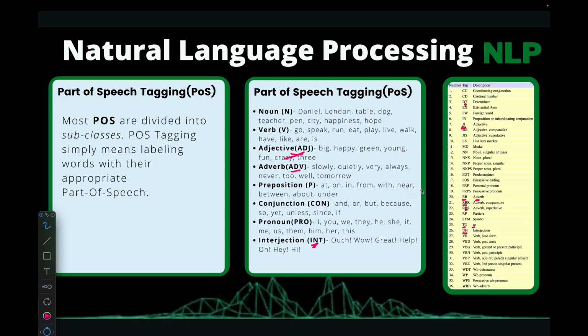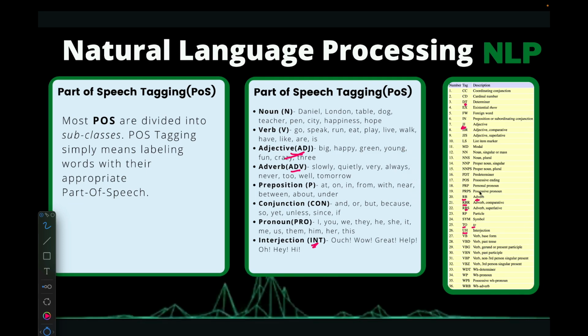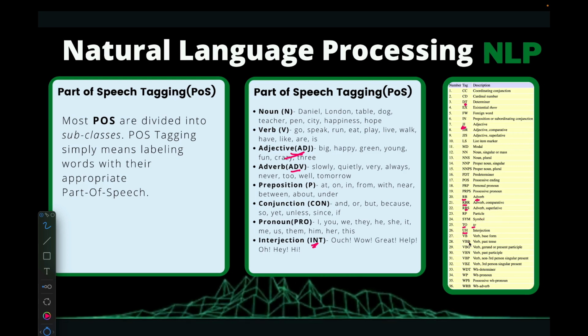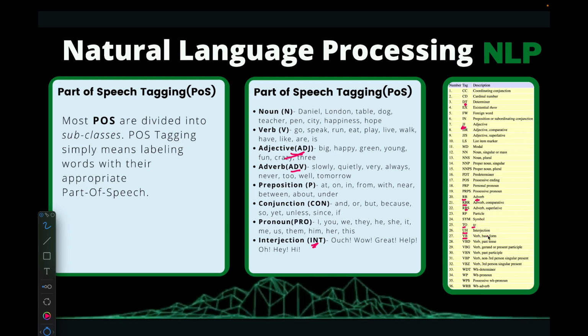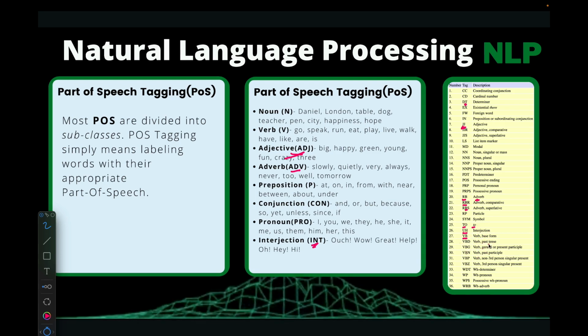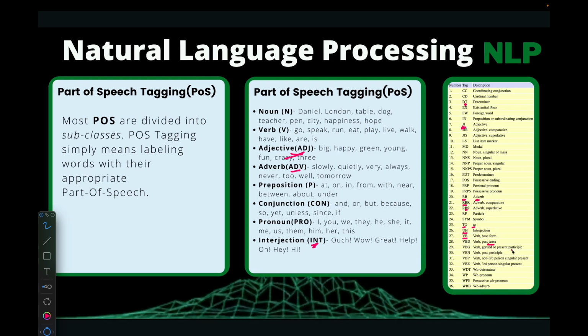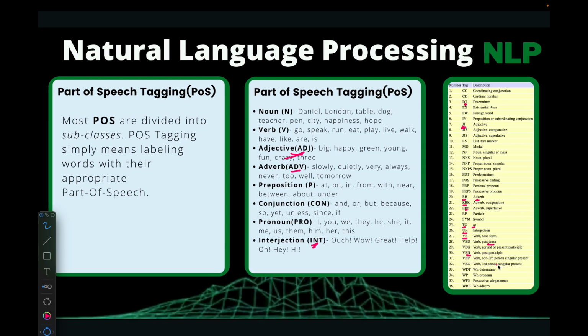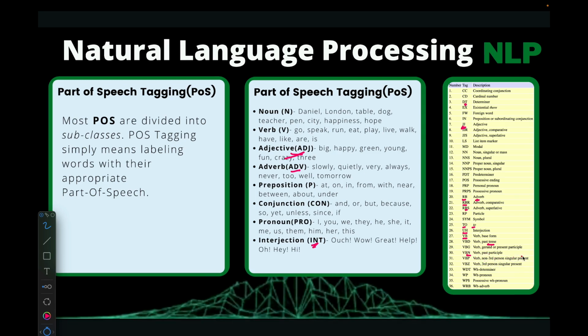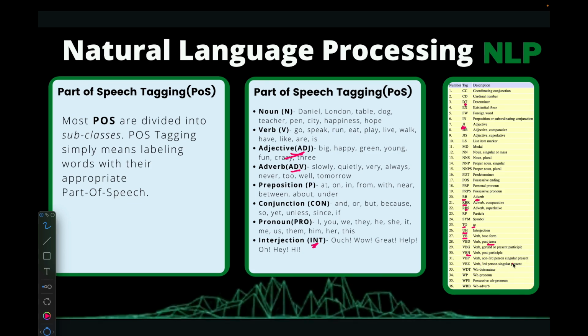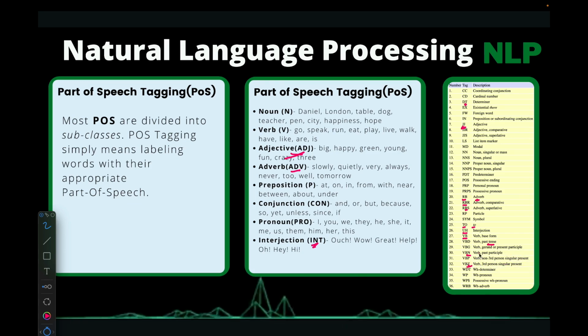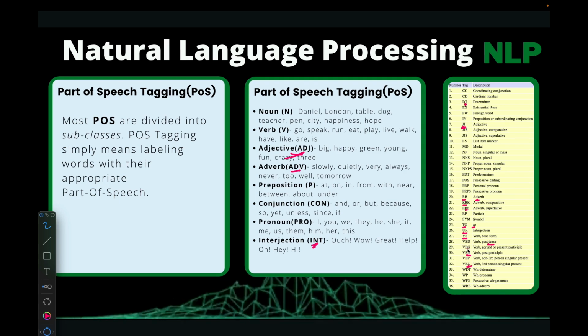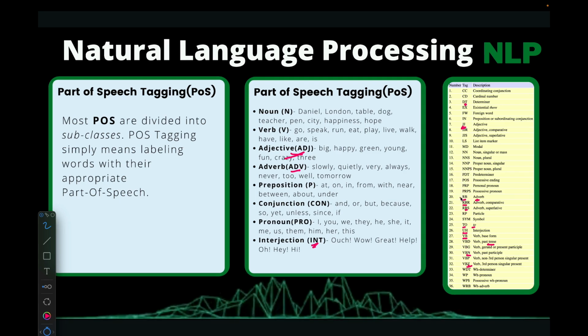You don't really need to memorize these things because they are already inbuilt in NLTK and other libraries. So you just need to know how to use them. Verb, this one makes a little bit of sense, but there are different types of verbs. We have verb past tense, verb gerund or present participle, verb past participle, verb non-third person singular present, verb third person singular present. So you can see how it is being represented over here. Quite a lot of them.